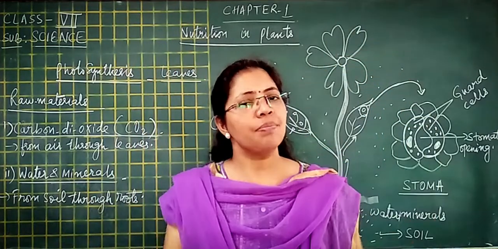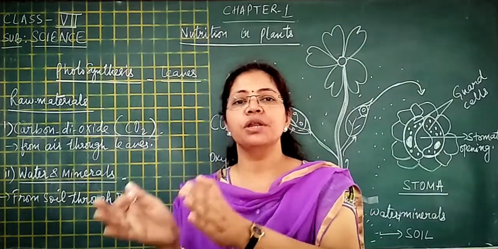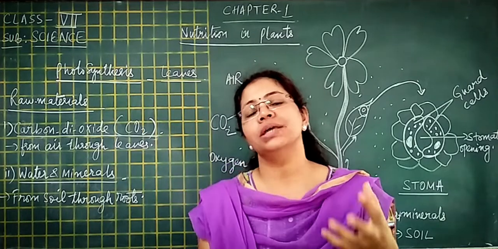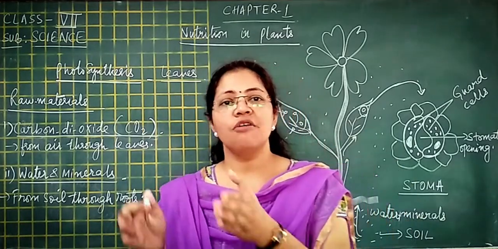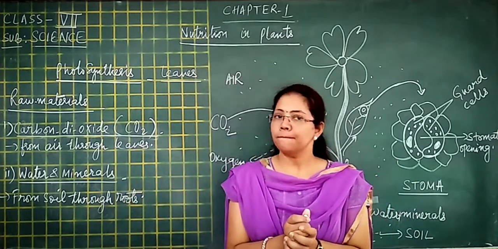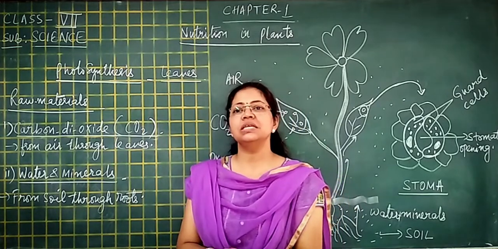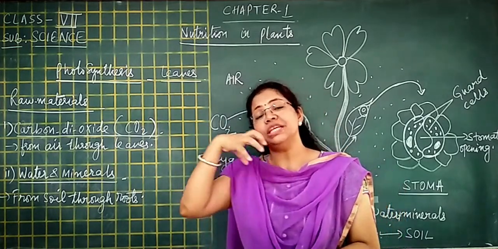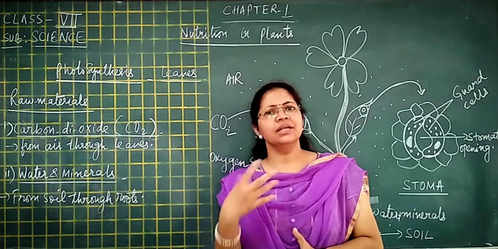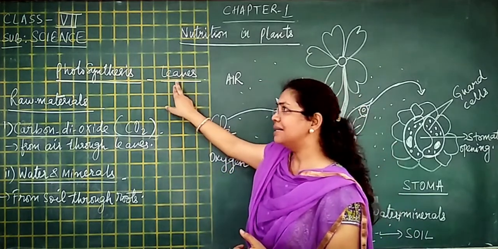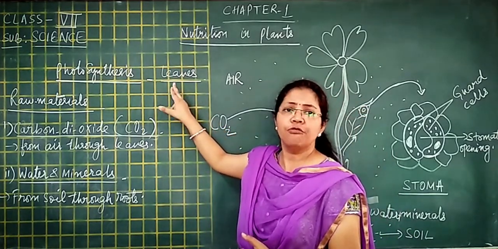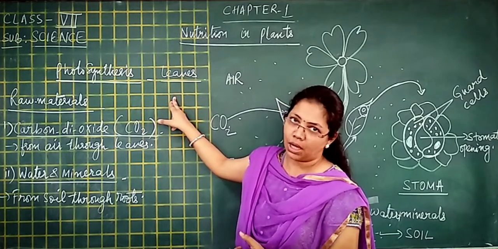So for the remaining parts of the plant, food is prepared by the leaves. So we call the leaves the food factories of the plant. So we will see now how each raw material and condition is ultimately reaching the leaves, the food factory of the plant.